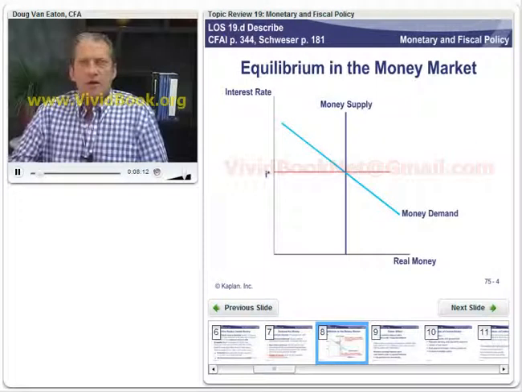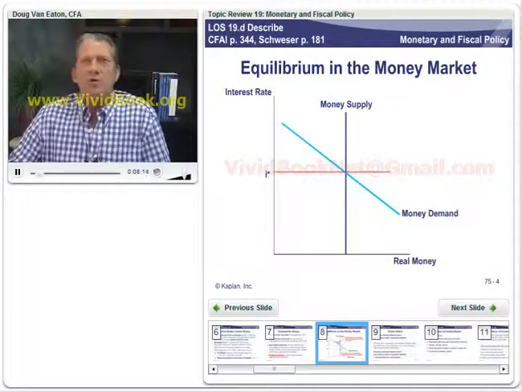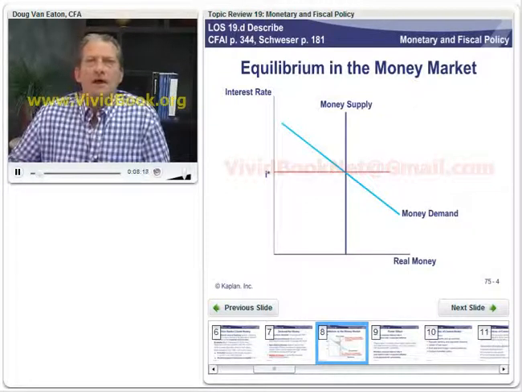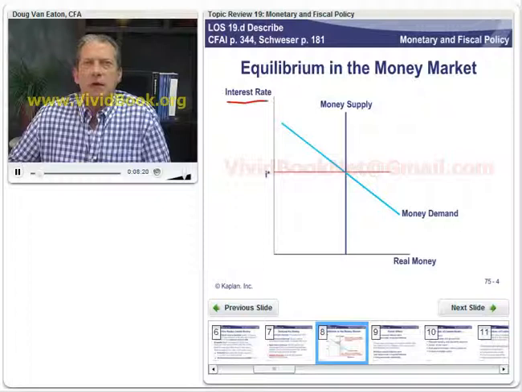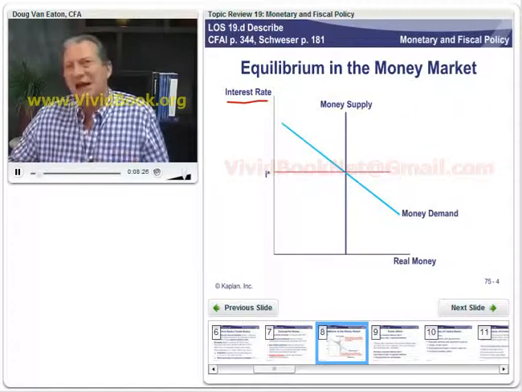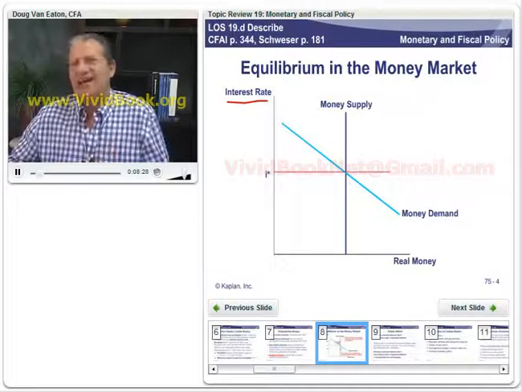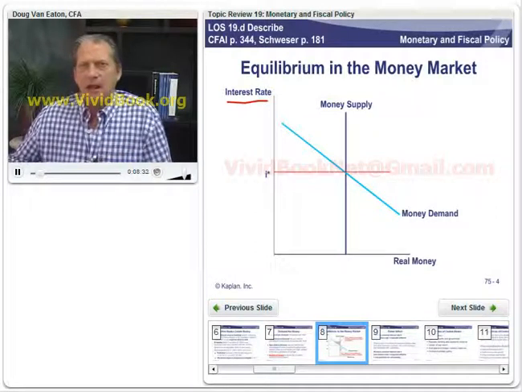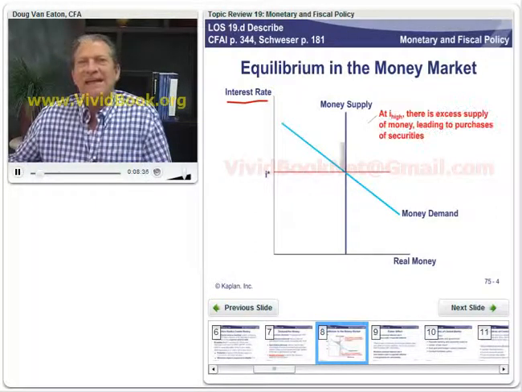So here is our equilibrium in the money market story. Well, the interest rate here on the y-axis, that's the price of money. That's what you're giving up to hold this non-interest-bearing cash, traveler's checks, checking accounts. And how does this work? How do we get to equilibrium?